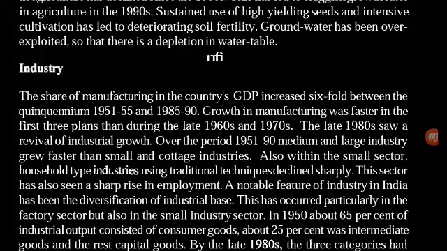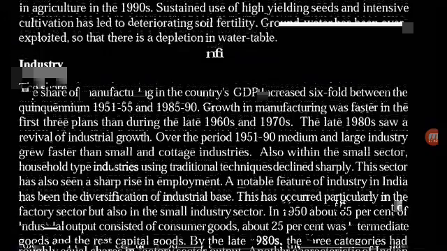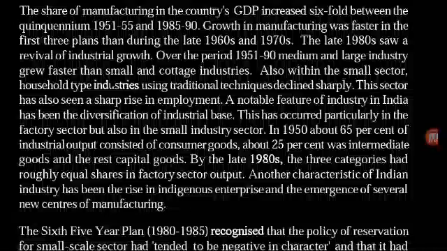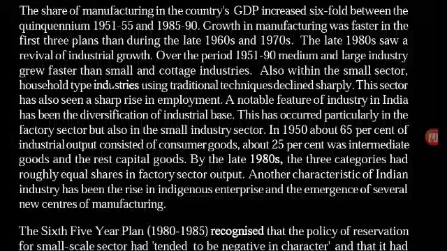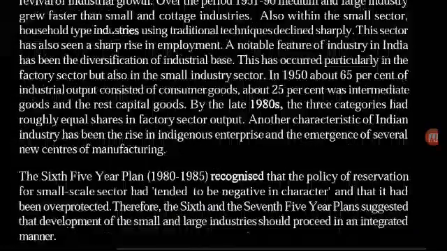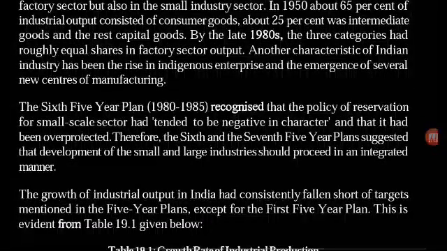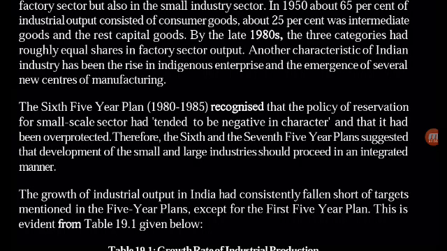A notable feature of industry in India has been the diversification of the industrial base. This has occurred particularly in the factory sector but also in the small industry sector. In 1950, about 65% of industrial output consisted of consumer goods. About 25% was intermediate goods and the rest capital goods. By the late 1980s, the three categories had roughly equal shares in factory sector output.